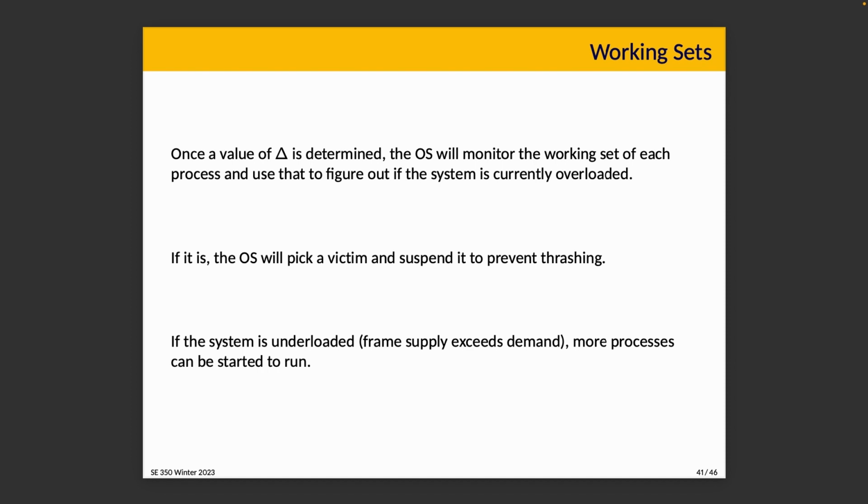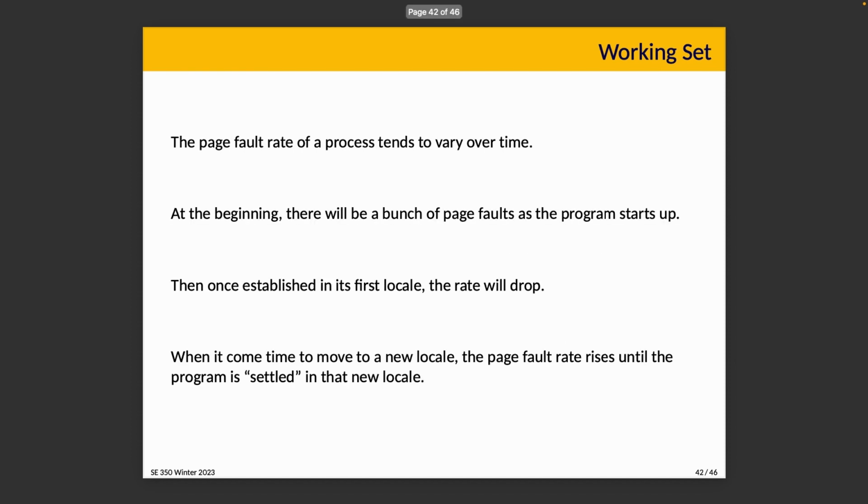If the system is underloaded, that is to say there are not as many requests for frames as there are available frames, then we could start something else, right? This would work. The page fault rate does tend to vary over time with a particular process. At the beginning, there's a bunch of page faults while a particular process gets started up, and then it's established, if you will, in its first locale. Once that happens, the number of page faults will drop until it moves to the next place, and then the process begins again, so to speak.